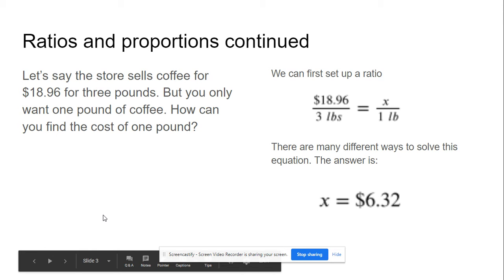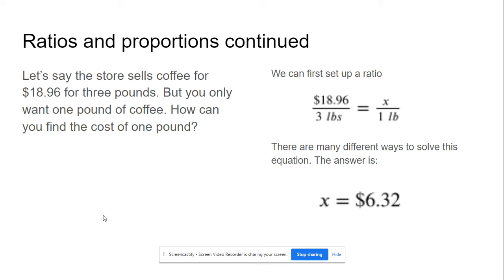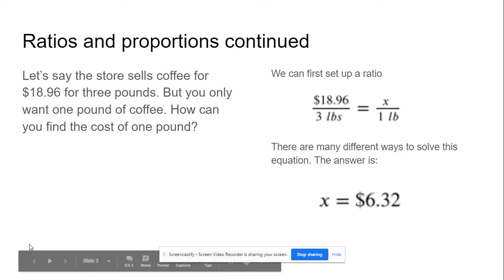Hopefully, with the way that you did it, you got an answer of x equals $6.32 for 1 pound of coffee.